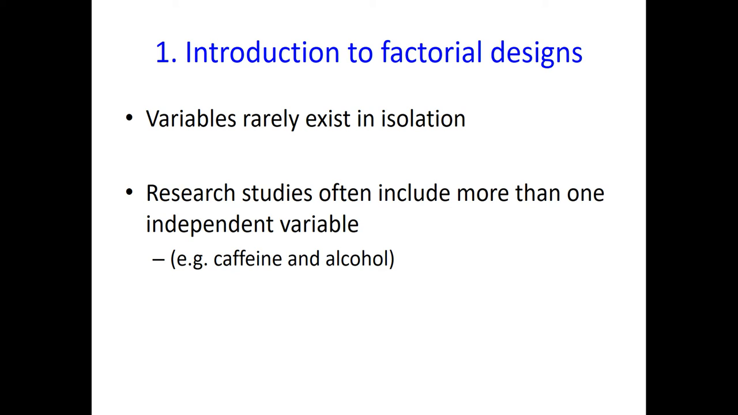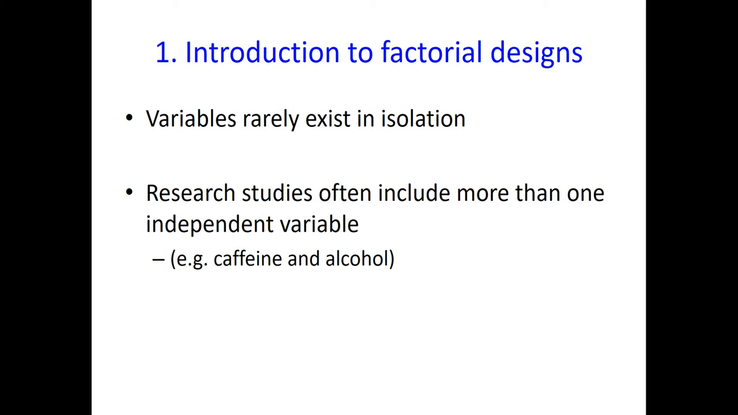Or it might be like what we did with Data Project 3. It might be looking at one independent variable with 3 levels. So we had our young people, our adults, and our older adults in the Data Project 3. So 3 levels, but still one independent variable.